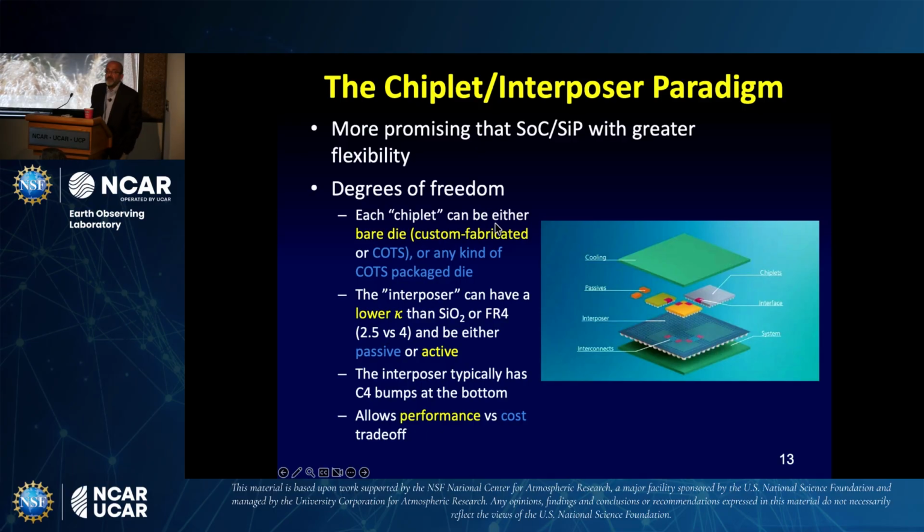So a bare die is a chip without any package. So basically it's the raw silicon that implements the logic function that I'm implementing.